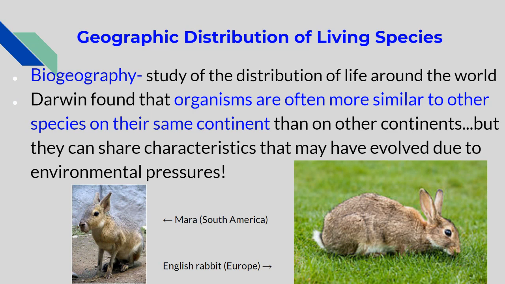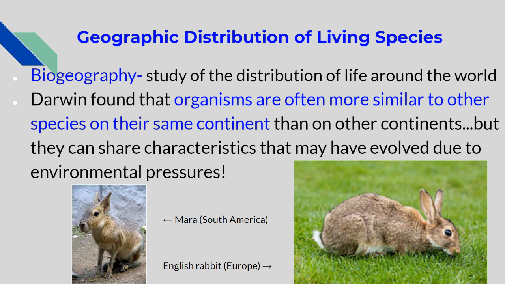But they are a little bit different. And maybe those differences come from the fact that the Mara would have evolved from species that are on the South American continent, whereas the English rabbit would have evolved from species that live on the European continent. And so that can cause them to actually have some differences, even though there are some similar characteristics.